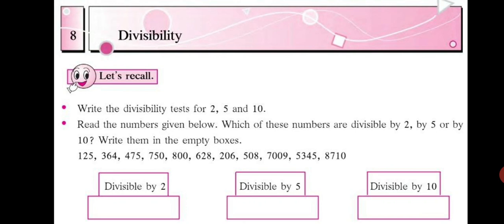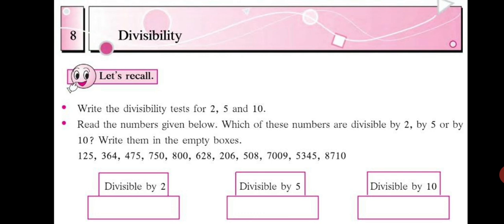Let's recall. Write the divisibility test for 2, 5 and 10. Do you remember? Yes, for divisibility by 2, you have to check whether the units place has got 0, 2, 4, 6, 8 and that number will be divisible by 2. For divisibility by 5, we check in the units place if 0 or 5 is present, then that number is divisible by 5. And for divisibility by 10, we check the units place if 0 is present.